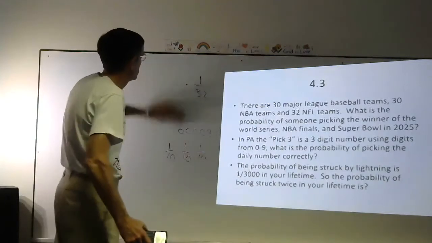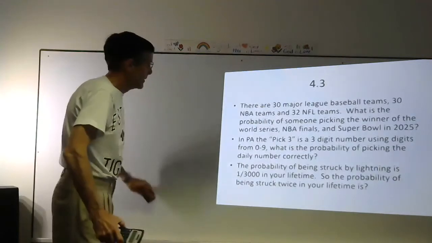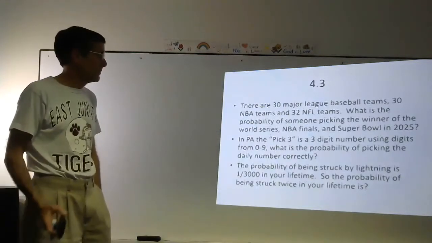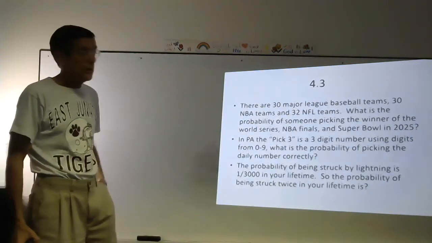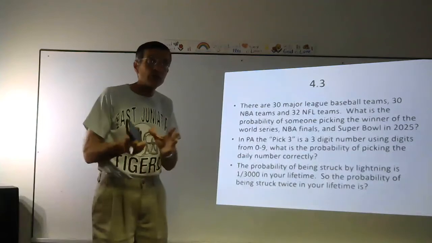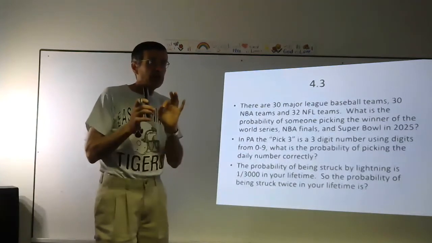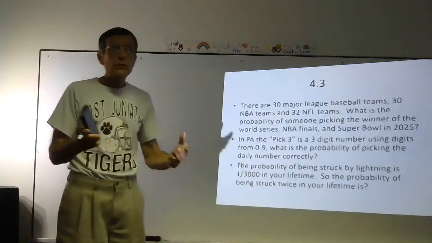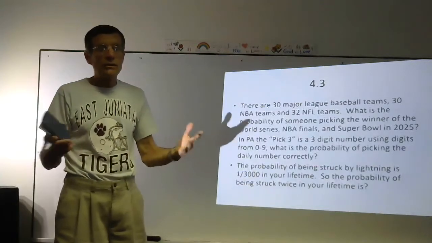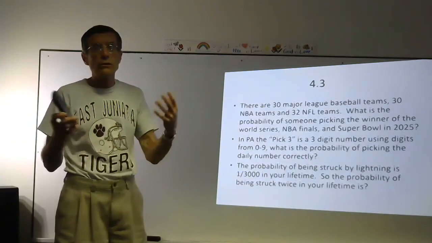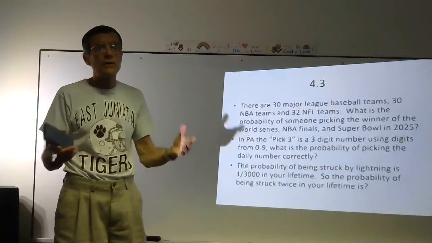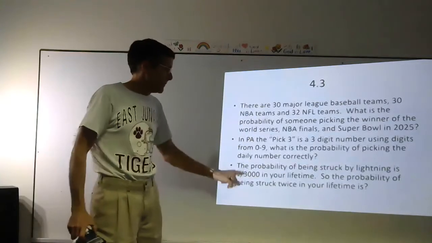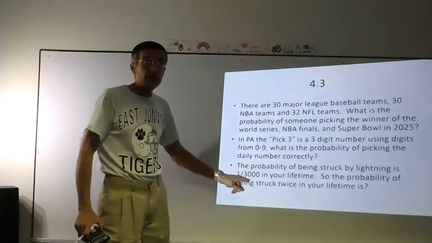Look at the lightning problem. Your probability of being struck by lightning is 1 out of 3,000. So what's your probability of being struck twice? You can multiply them as long as there's no overlap. But you have to be very careful in problems like this. What if you live in a storm zone, like say where there's tornadoes and very severe storms quite often, like Oklahoma, Nebraska, in those areas? This may not be an independent event.